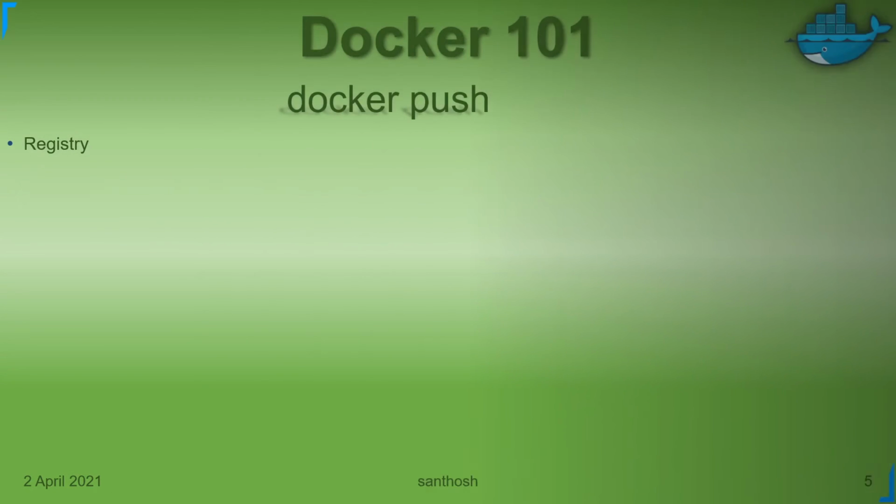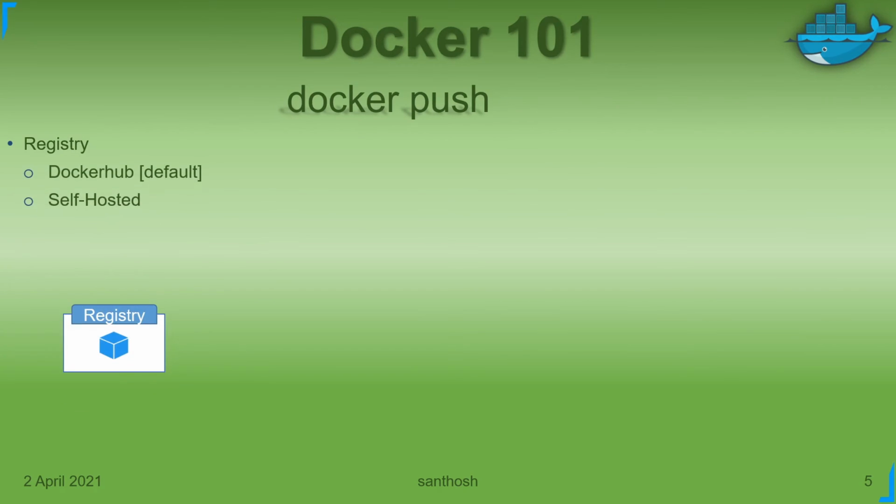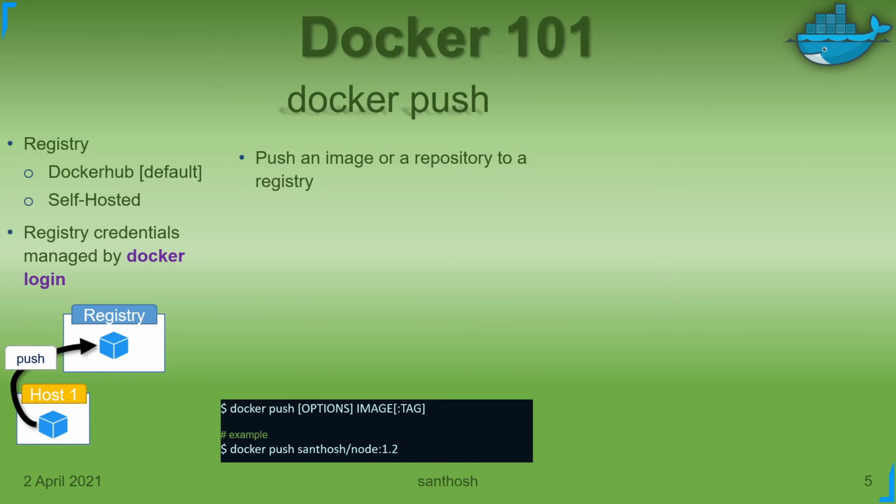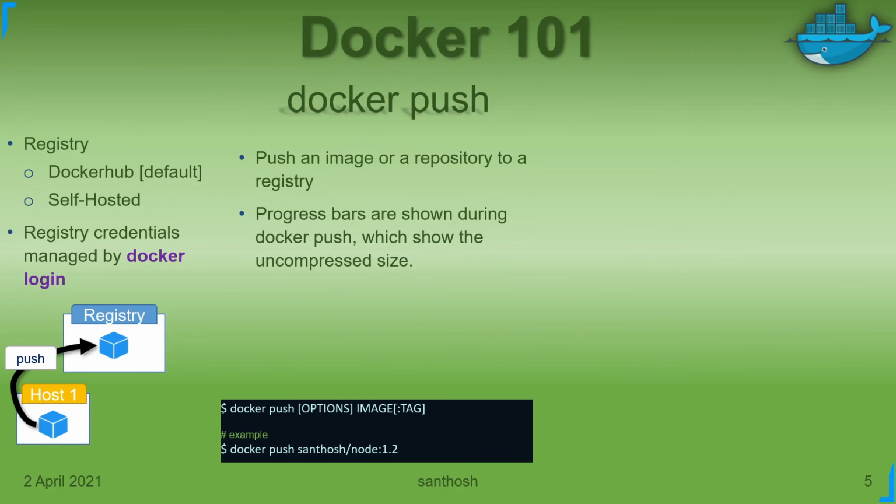Docker images can be shared with other teams or the community using a registry. A registry can either be Docker Hub or self-hosted. The registry credentials are managed by docker login. Docker push is the command used to upload an image to the registry. While pushing the image, progress bars are shown. By default, 5 layers are simultaneously uploaded at a time.